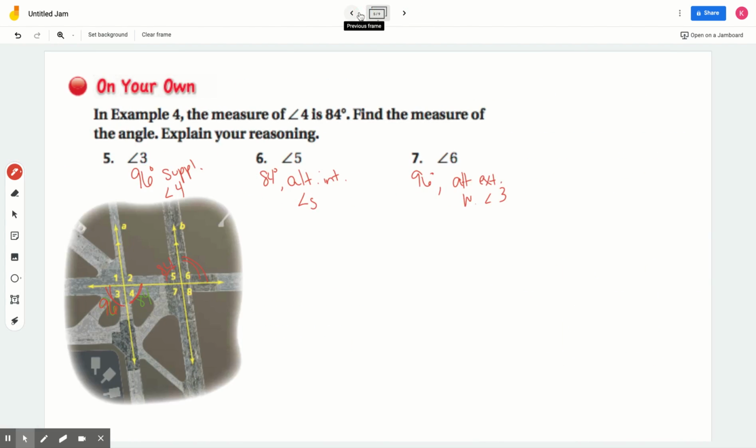All right, so let's take a look at a couple more here. Oh, that actually looks like those are all for today. Remember, alternate exterior and alternate interior are congruent. And we have those corresponding angles, which are also congruent. And the big idea is that congruent means equal.